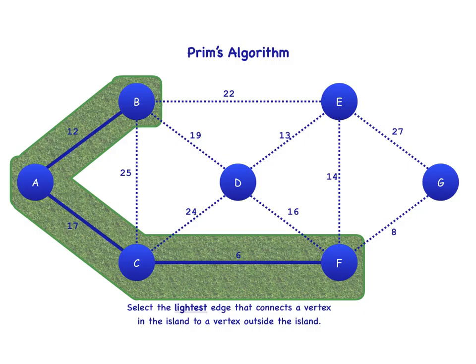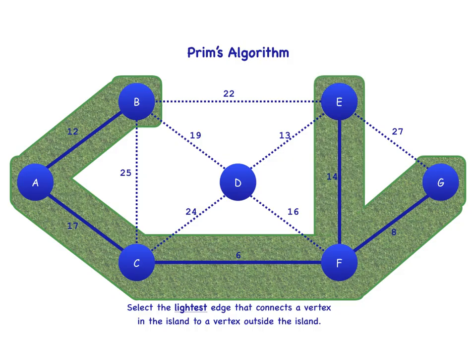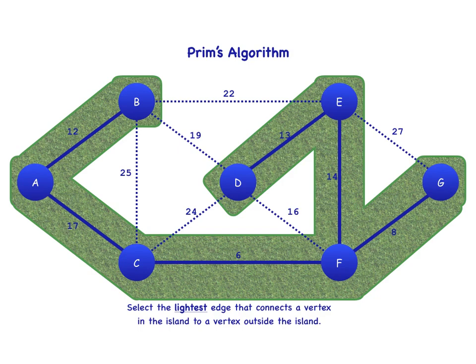The lightest edge connecting a vertex in the island to one out of it is the edge connecting F and G. So G joins the island, and the edge gets stored away. Rinse and repeat. The next lightest edge connecting a vertex in the island to one outside of it is the edge connecting F and E. So E joins the island, and that edge gets stored away. Rinse and repeat. The next lightest edge connecting a vertex in the island to one outside the island is the edge connecting E and D. So D joins the island, and the edge gets stored away.